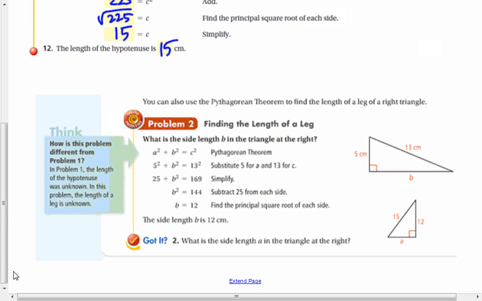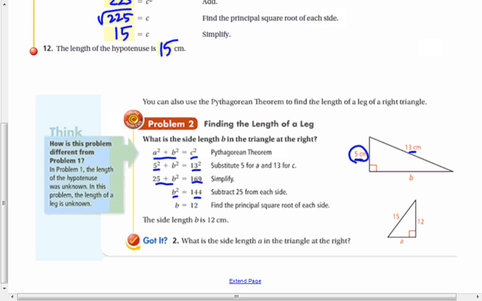So we know that one leg is 5, we know the hypotenuse is 13, and we know Pythagorean's theorem, a squared plus b squared equals c squared. So we can substitute 5 for a, that's this side, that's one of the legs, and 13 for c, which is the hypotenuse. And then if we simplify that, we get 25 plus b squared equals 169.